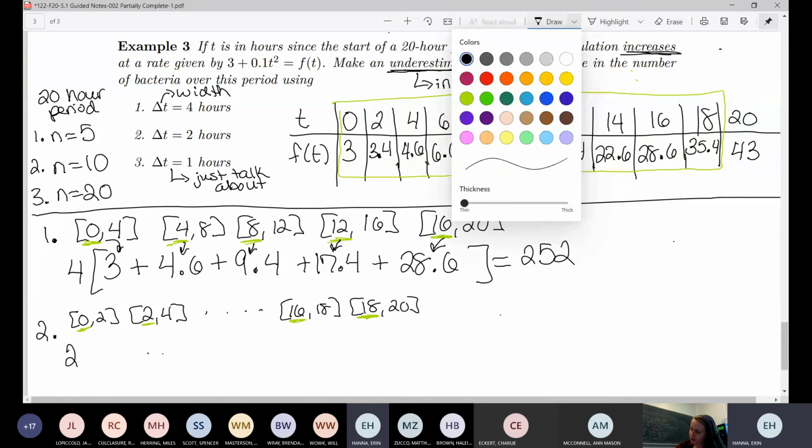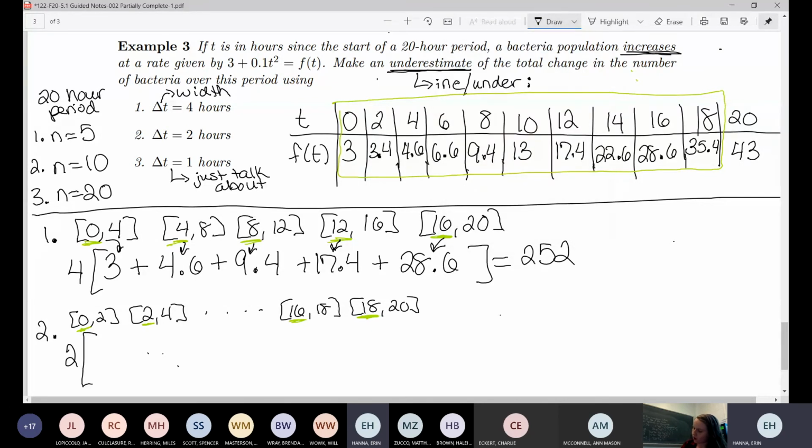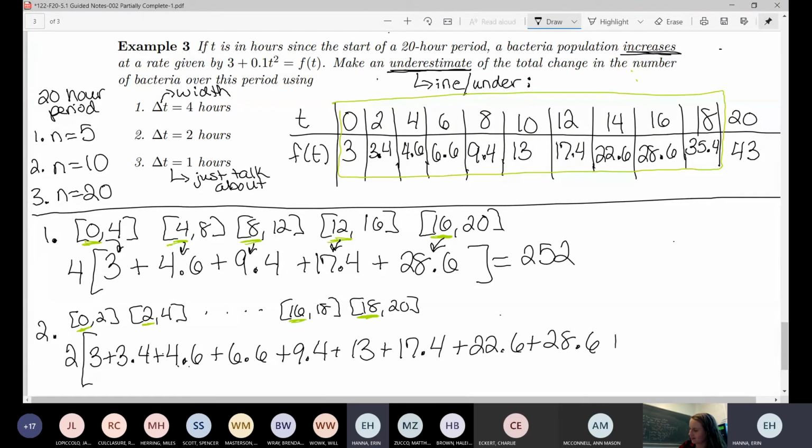So if our widths are 2, we just then have to add all of the lengths together. Yes, there are a lot of them. So we've got 3, 3.4, 4.6, 6.6, 9.4, 13, 17.4, 22.6, 28.6, 35.4. Those would have been all of the y values associated with the left endpoints of the intervals that I'm working over. Punch that into a calculator, you'll get 288.